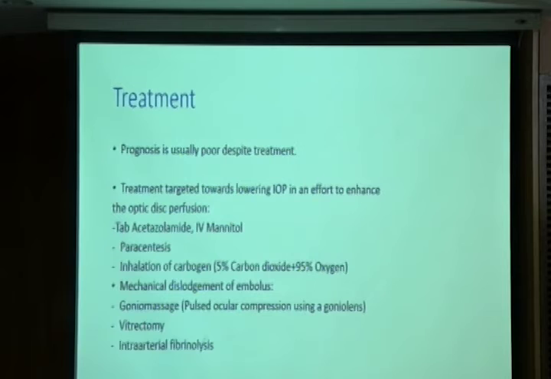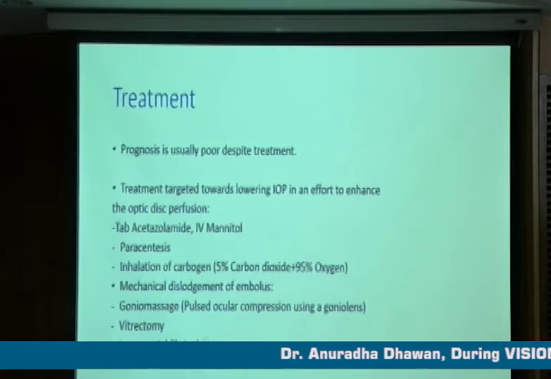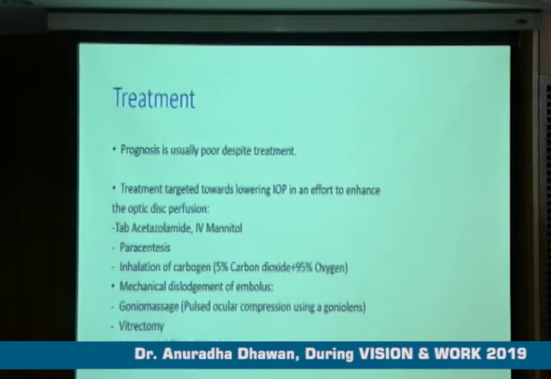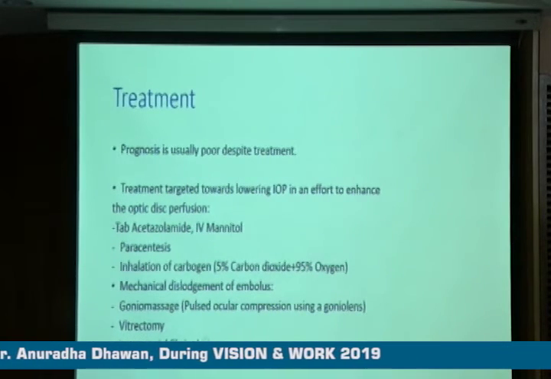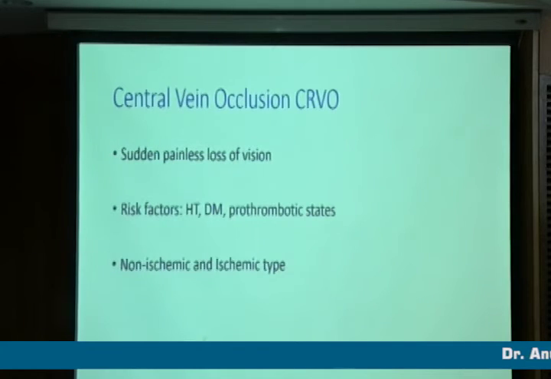So in the lucky cases who reach in time, you might be able to salvage the eye, but the more important thing is to look for systemic factors in a patient who presents to you with CRAO, so that the end organ damage does not happen in heart or in brain and he actually gets a stroke. So such kind of patients need to be systemically treated.